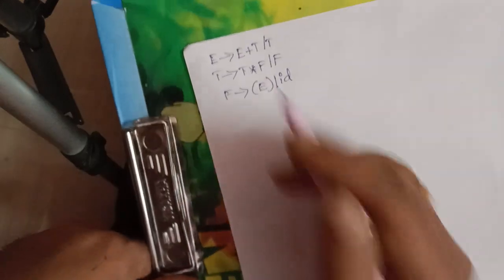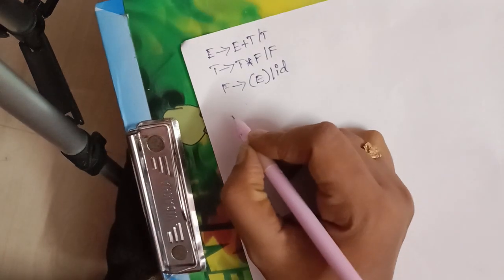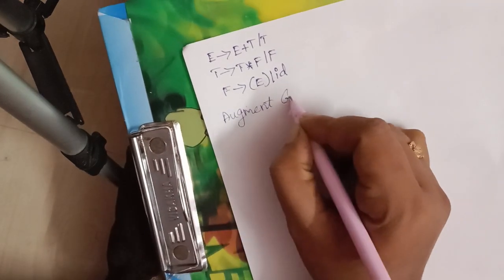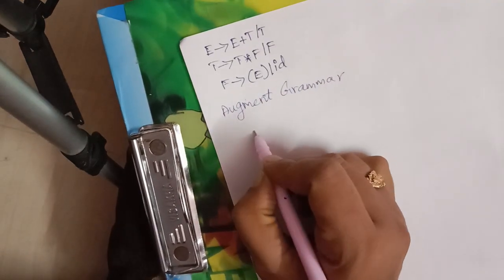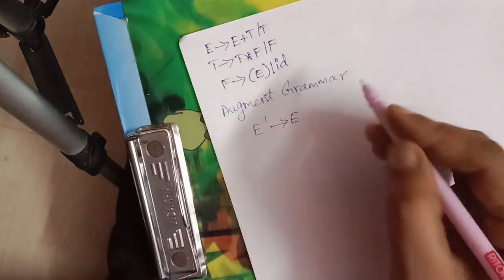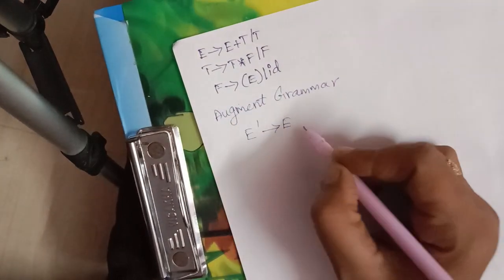So now consider this is the given grammar. For this grammar, you have to solve a simple LR parser problem. The first step is you have to identify the augmented grammar. Augmented grammar means adding a new production like E dash tends to E, or for any grammar S dash tends to S. So this is a new production.